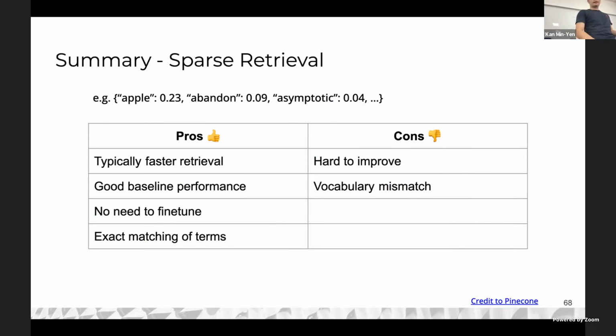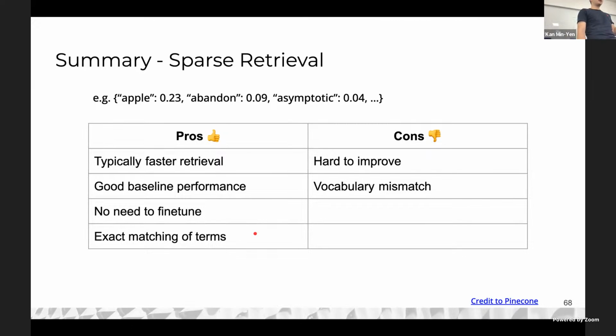So to summarize, here's a summary for the sparse retrieval. The advantage of sparse retrieval is that it's typically faster and more efficient in storage because most of the entries are just zero. So you don't need to store the empty ones; you just need to store those with a non-zero value. And it gives you very good baseline performance. There's no need to fine-tune, you have some statistics and you just apply it. And also it gives you an exact match of the terms.